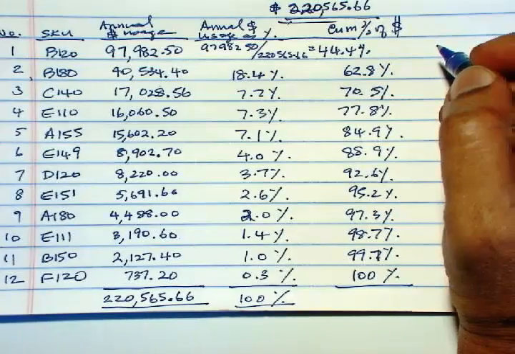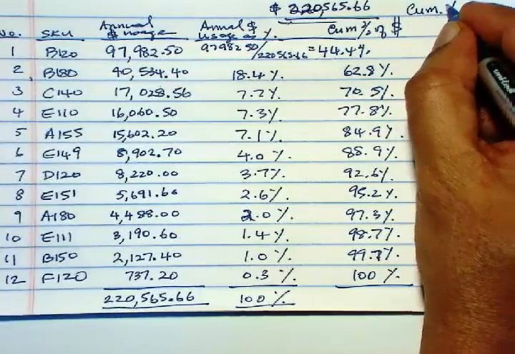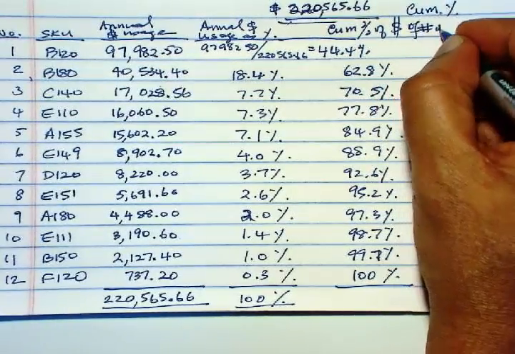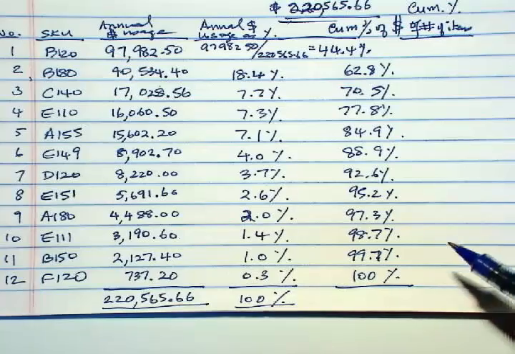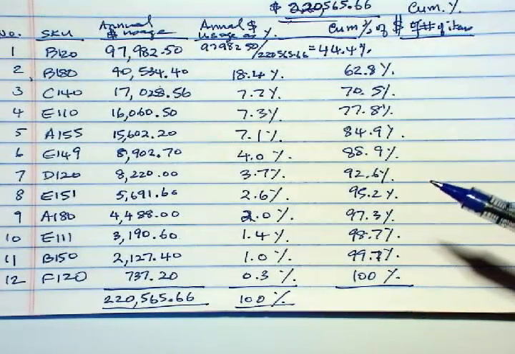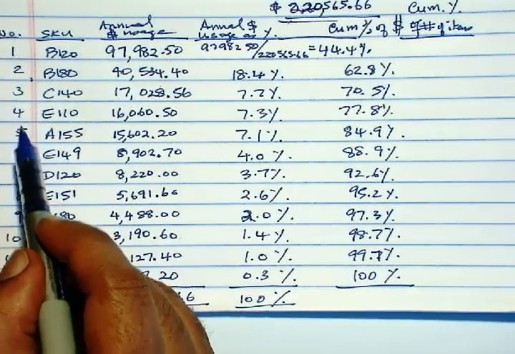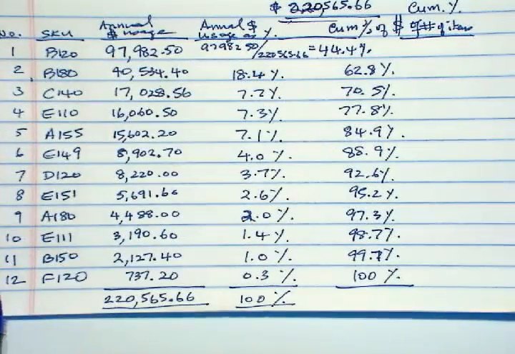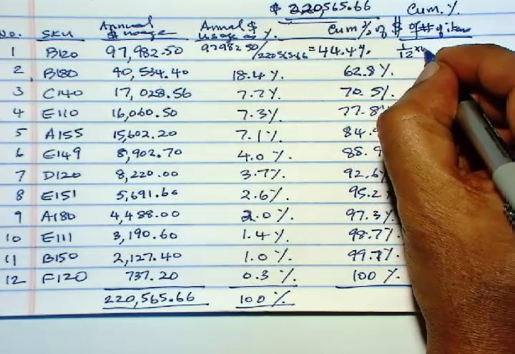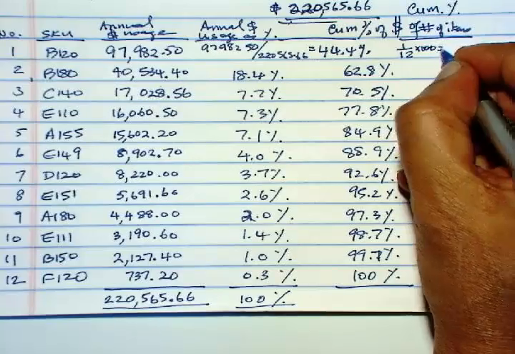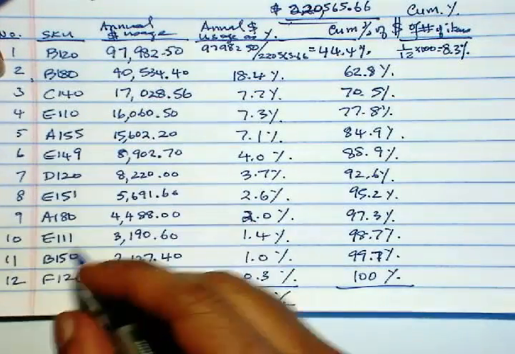Next column is cumulative percentage of number of items. So as you go down the list, what percentage of items are included in the list? So that's what we are trying to compute here. So that will be the item number, serial number, the order number, divided by the total number of items. So you go 1 divided by 12 and you want to express that as a percentage, so that you will get 8.3%. And then you do 2 divided by 12 and so on.